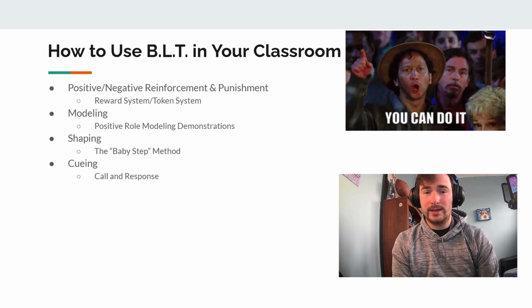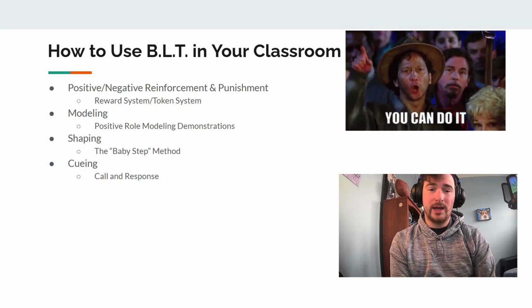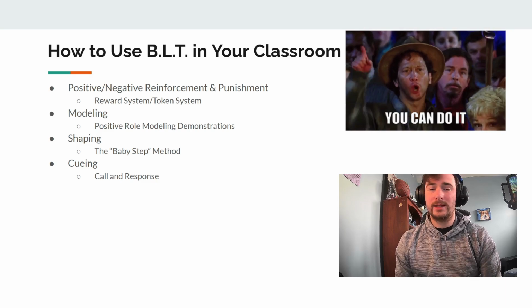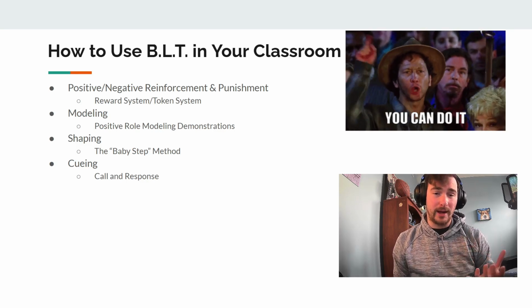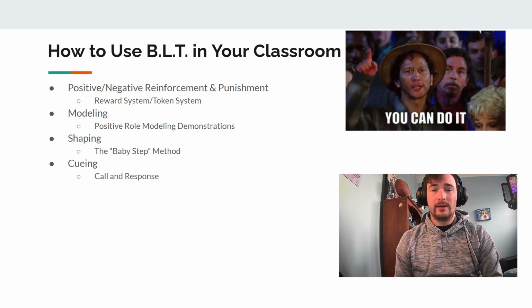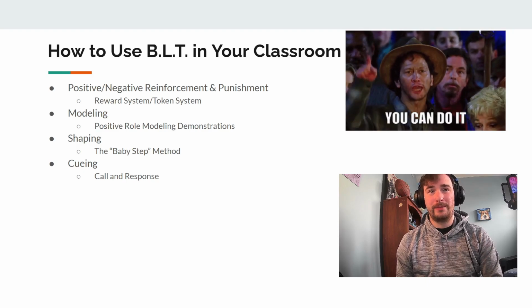a peer example where you have a child role play and show the positive expected behavior as well as the unexpected behavior and the consequences that they can receive both by performing the positive expected behavior and the unexpected behavior. The next way that you can utilize behavior learning theory in your classroom is through shaping.